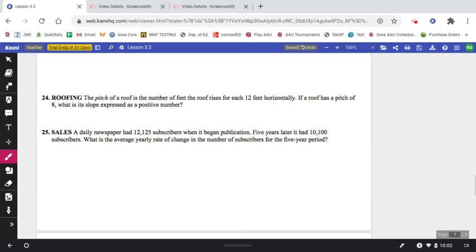Okay, for the word problem here, the pitch of the roof is the number of feet the roof rises for each 12 feet horizontally. If the roof has a pitch of 8, what is its slope expressed as a positive number? So the pitch is 8 over 12, which reduces to 4/6, which reduces to 2/3.